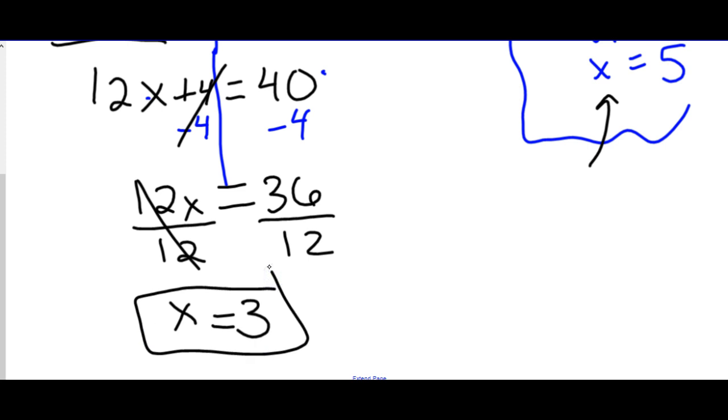So let's look at a more complicated problem. What if I do have some parentheses and I am going to need to distribute?